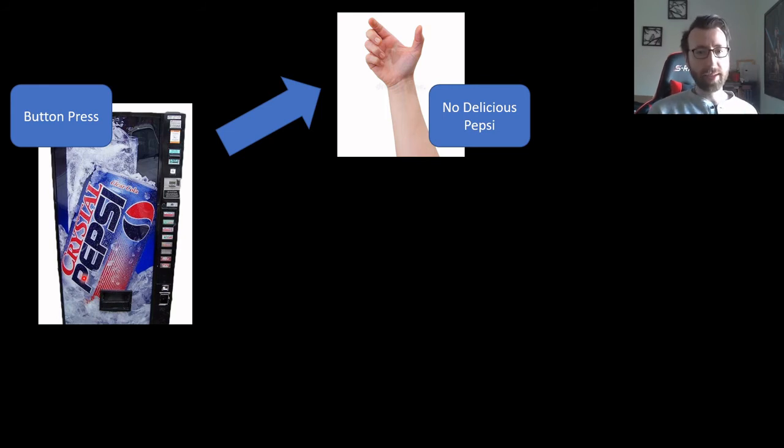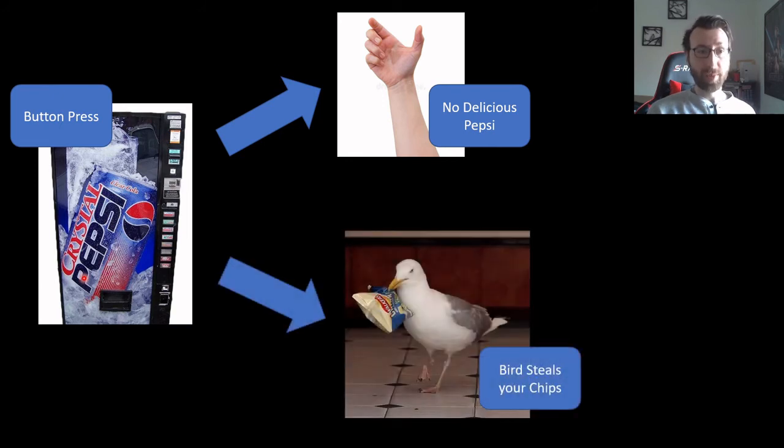However, let's say instead something else happens. You push the button, and this alerts a greedy seagull who will come and steal your chips. You know, you like to have your chips with your Crystal Pepsi. The seagull's been watching you, and now it knows. It hears this clicking noise of you pushing the button, and as a response to you pressing the button, this awful seabird will come and steal your chips.